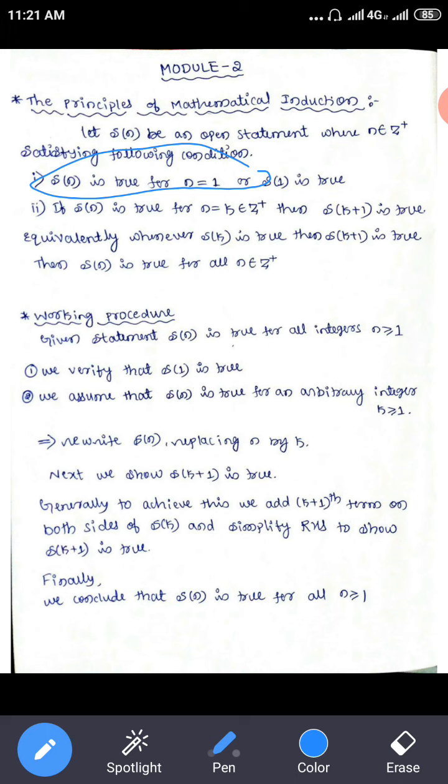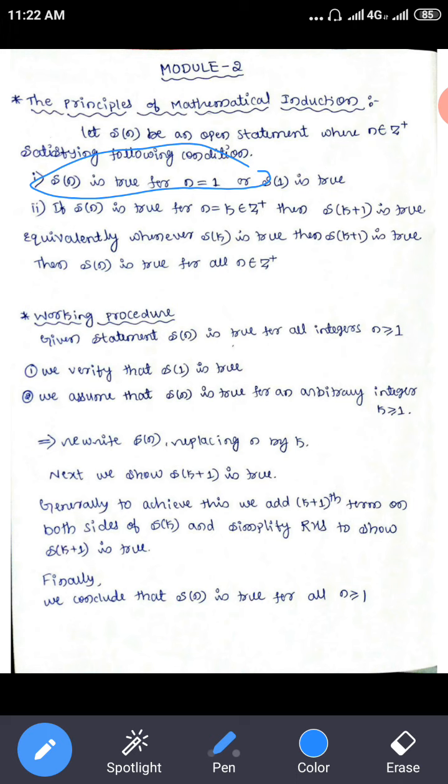Next we have to assume Sn is true for n equal to k, where k belongs to Z plus. Then we will show that Sk plus 1 is true. Equivalently, whenever Sk is true, then Sk plus 1 should be true. Then we can say that Sn is true for all n belongs to Z plus.